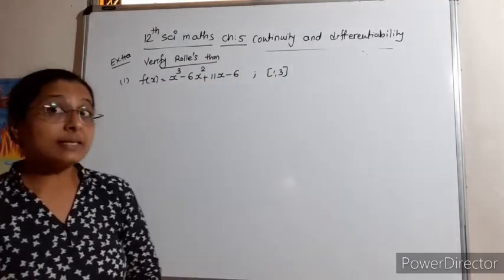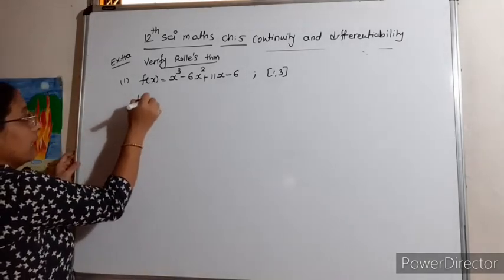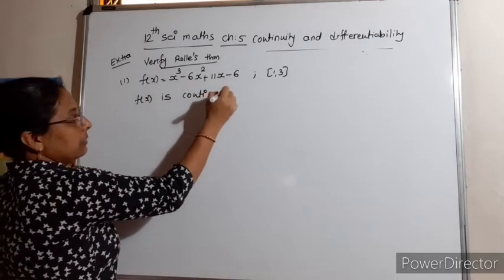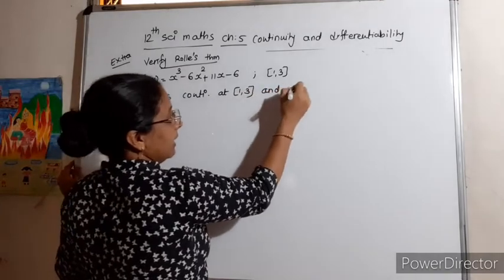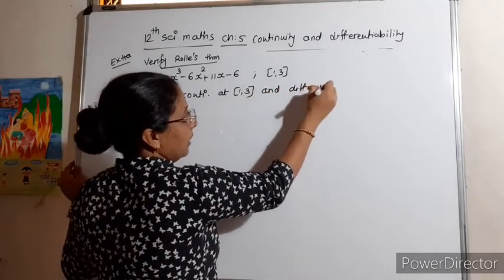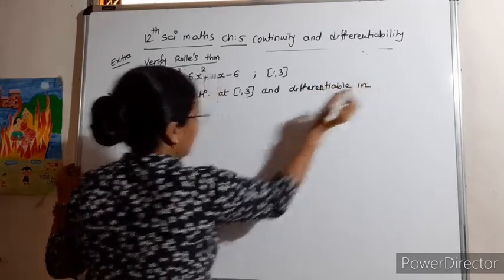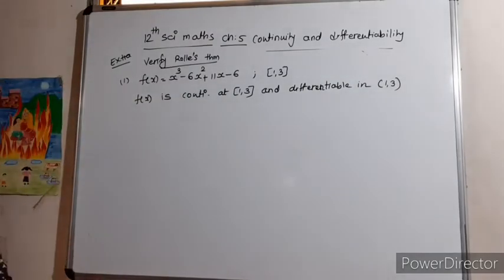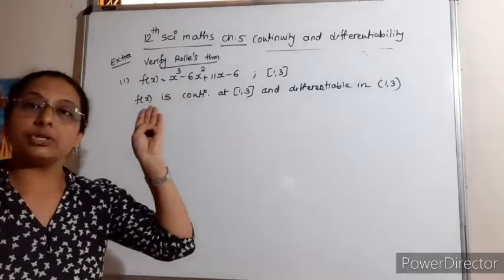So what is our first sentence? What do we have to write as the first sentence? Here it is f(x) is continuous in the closed interval 1, 3 and differentiable in the open interval 1, 3, that you have to write. You have to write this. It is a polynomial function, so it is continuous and differentiable.